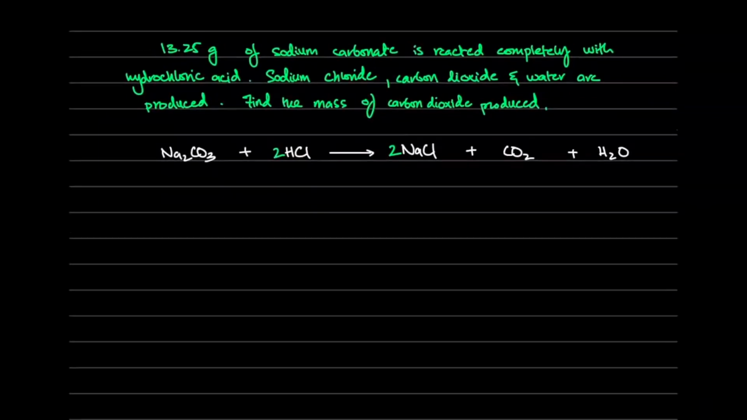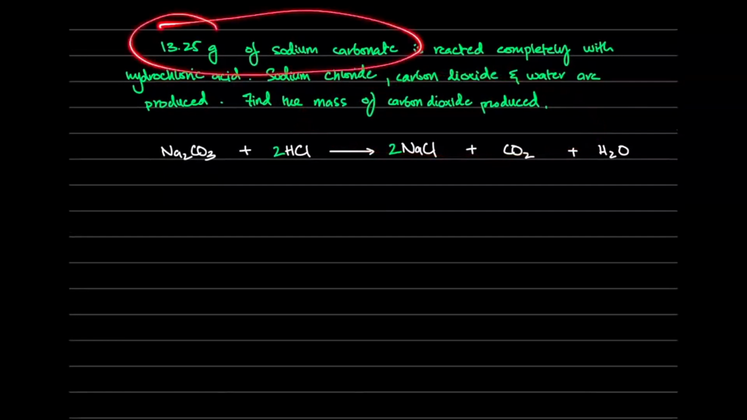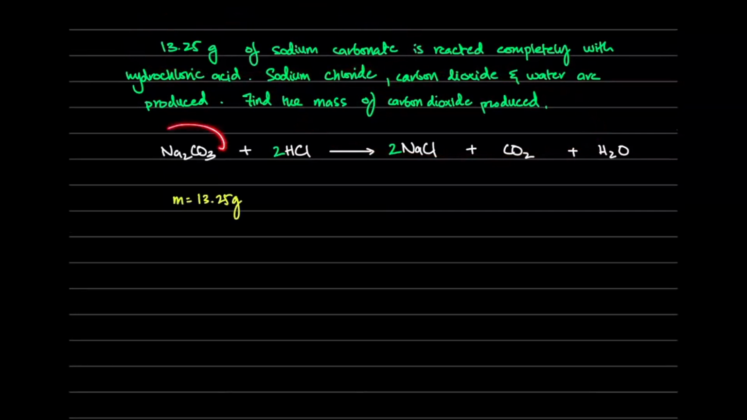Now we need to find the mass of carbon dioxide produced, right? So हमें mass दिया हुआ क्या है? We've been given the mass of sodium carbonate. The mass is 13.25 grams, right? That's the mass of sodium carbonate that's given to us. And we don't know the mass of carbon dioxide, okay? That's what we have to find.